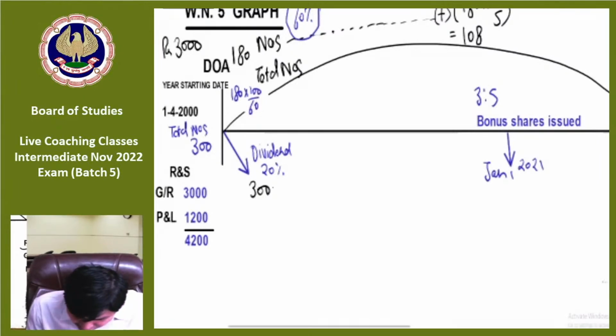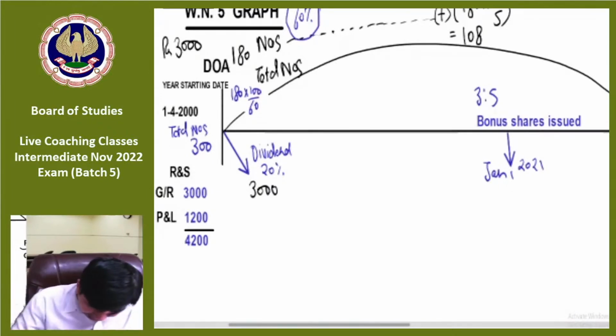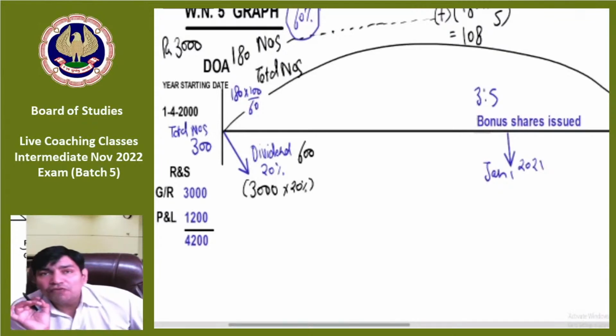So that is 3000 lakh will be the total paid up capital on that date in the balance sheet. On that, dividend was calculated, multiplied by 20%. That is how much? That is, of course, 600 lakh was the amount of dividend.